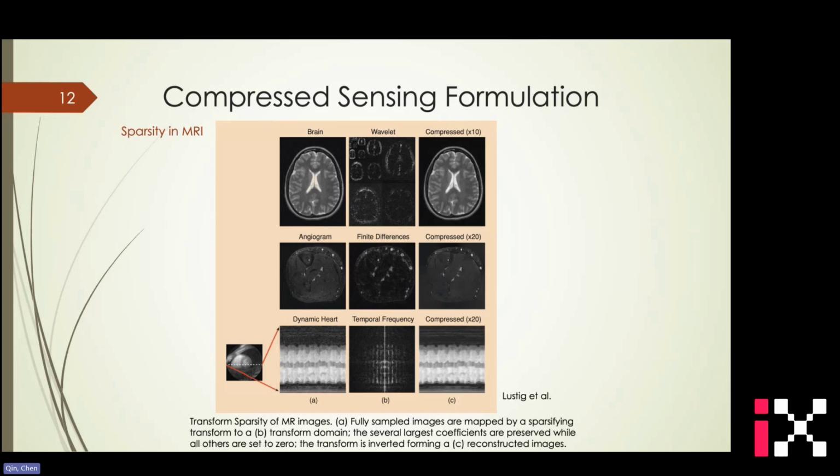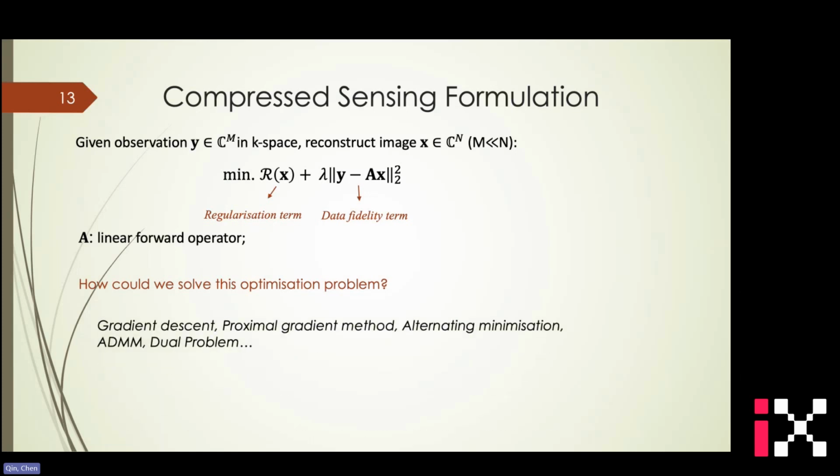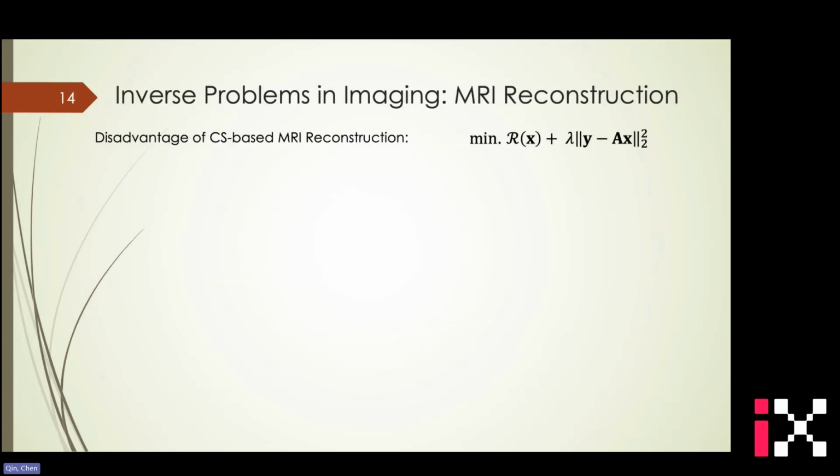I will not go much deeper into that, but we'll discuss a bit about this. Similarly, this is the formulation we have just mentioned: the observation y in K-space and the reconstructed image x. So how could we solve this problem? I guess this is a question for my students in some optimization classes. Typically we use gradient descent, proximal gradient methods, alternating minimization, or dual problems with ADMM. There are a bunch of optimization techniques that can solve these compressed sensing formulations.